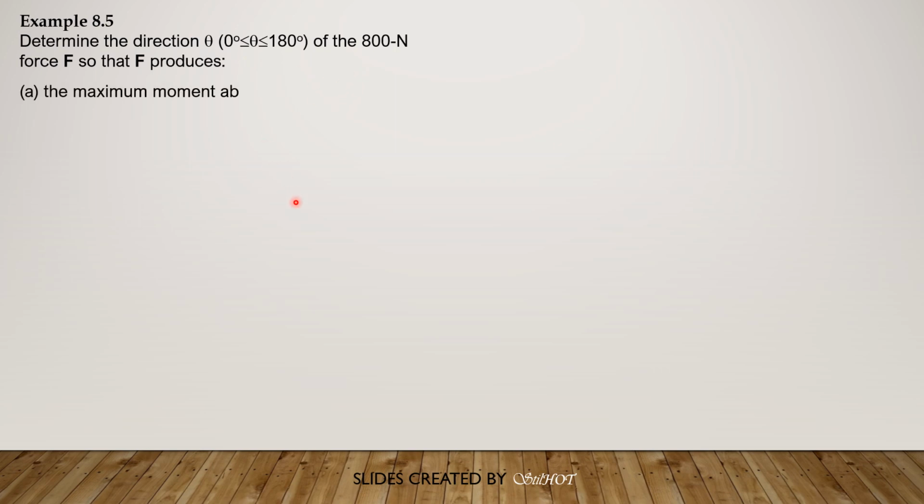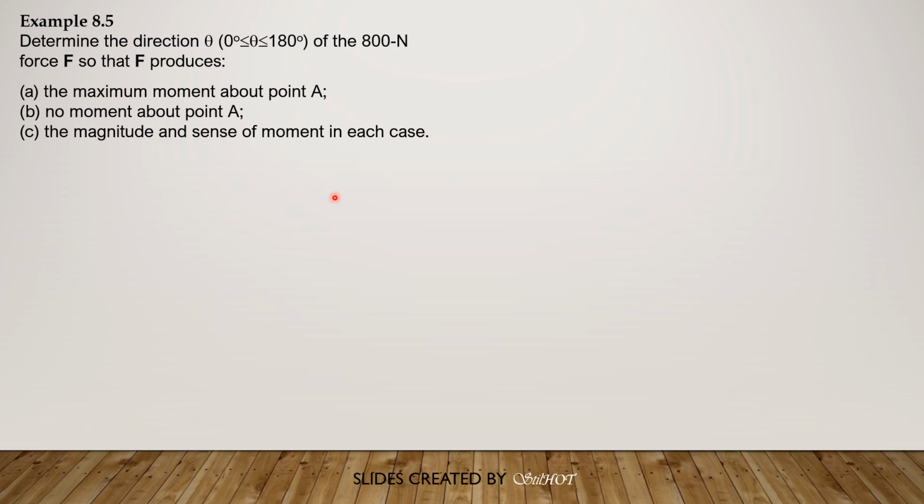Example 8.5, determine the direction theta, which is from 0 to 180 degrees, of the 800 Newton force F, so that F produces, letter A, the maximum moment about point A, then B, no moment about point A, and C, the magnitude and sense of moment in each case.